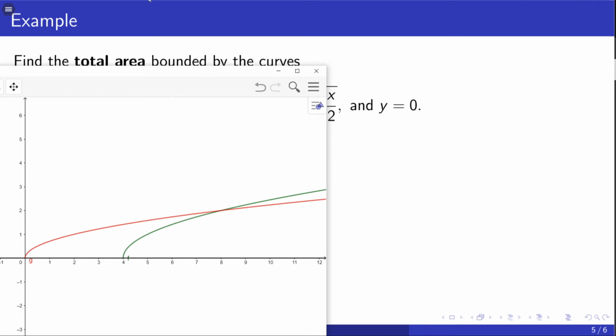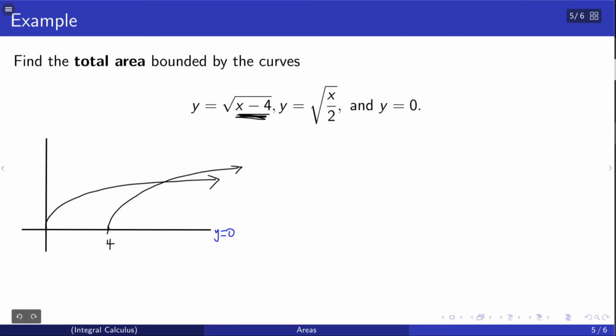So now we're considering this region here, right? And we want to compute the total area of this region bounded by the 3 curves. Right, so it's this region here, which I'll border by blue. Okay. So first question, again, what are our points of intersection?